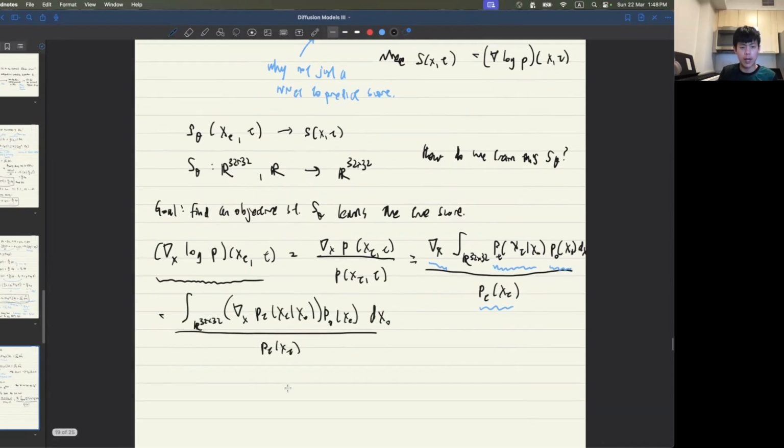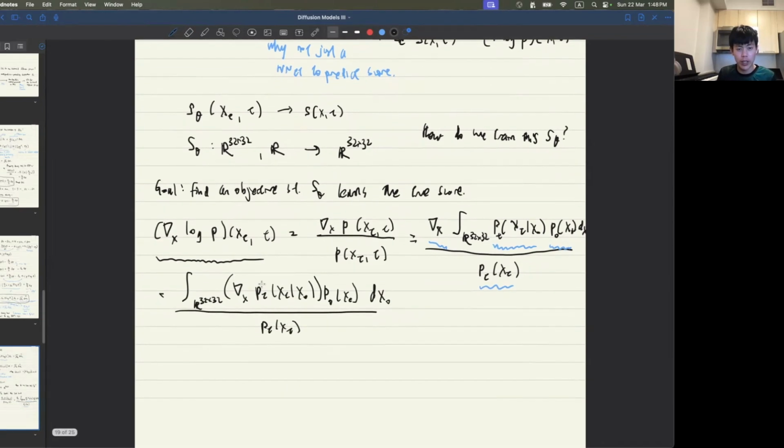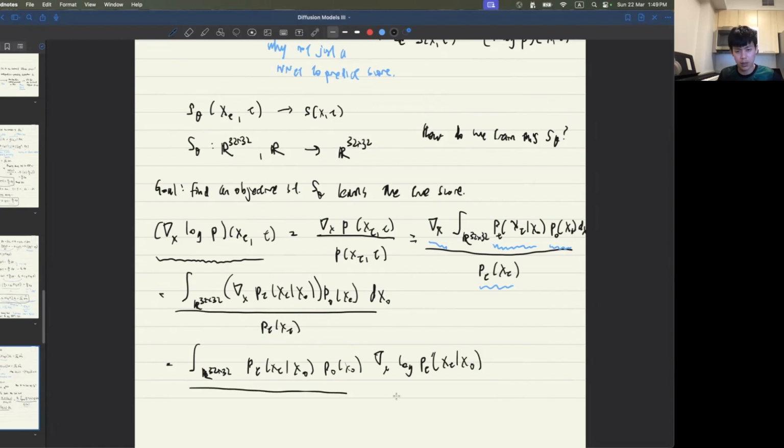But we notice we can apply the mathematical trick earlier, right? Which is we can write out the derivative of pt xt given x0 as the probability itself multiplied by the gradient of the log probability. So this is equal to the integral over R32 by 32 of pt xt given x0 p0 x0 times the gradient of the log probability pt xt given x0, dx0 over pt xt.